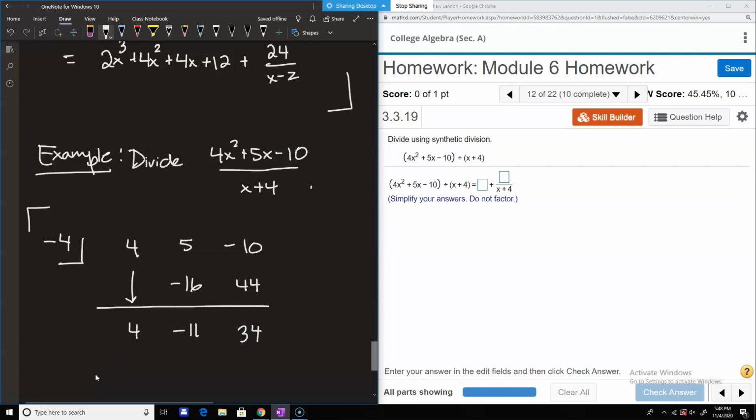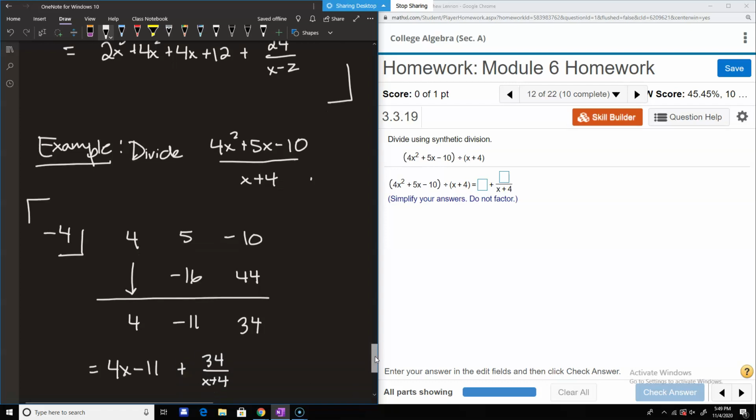And so what is this telling us? This is telling us our answer is 4x minus 11 plus 34 divided by x plus 4. And that's the end of the problem.